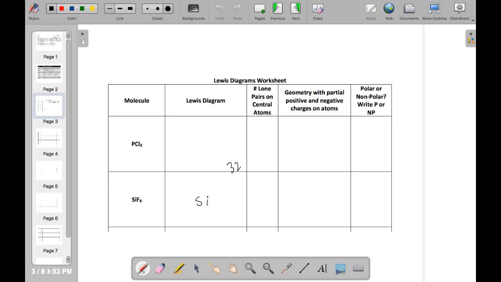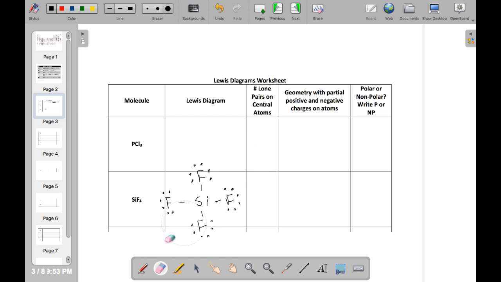Now, I'm going to draw a single bond to each fluorine first. That's 1, 2, 3, 4, 5, 6, 7, 8. That silicon's already good. So I have 24 left. And when in doubt, write it out. Just keep track of what you're doing over here so you don't get confused. So I have 24 electrons I need to distribute. So let's do 1, 2, 3, 4, 5, 6, 7, 8, 9, 10, 11, 12, 13, 14, 15, 16, 17, 18, 19, 20, 21, 22, 23, 24.